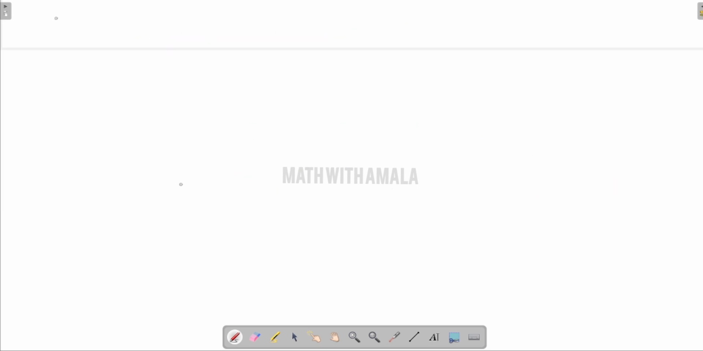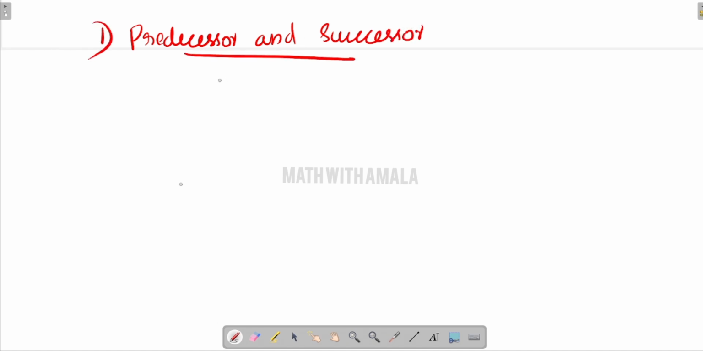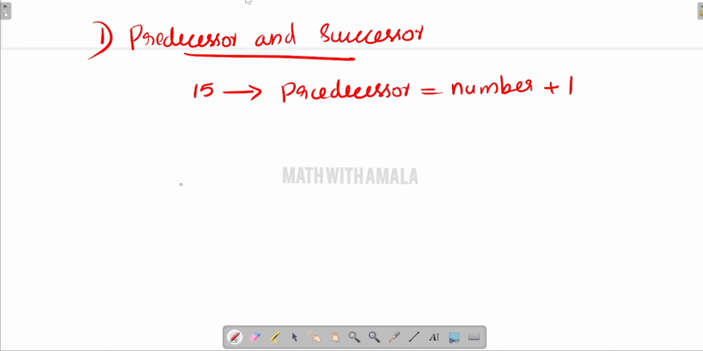Now let's go through each portion, each content, one by one. The first one, predecessor and successor. As the name indicates, it's very clear that predecessor means something just before a number. Successor means something which is just after a number. Let's take a number 15. So its predecessor is 14 and successor is 16. Here the predecessor is, in general, the number minus 1 and the successor is the number plus 1.